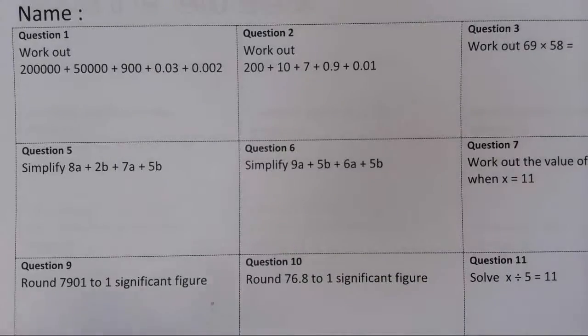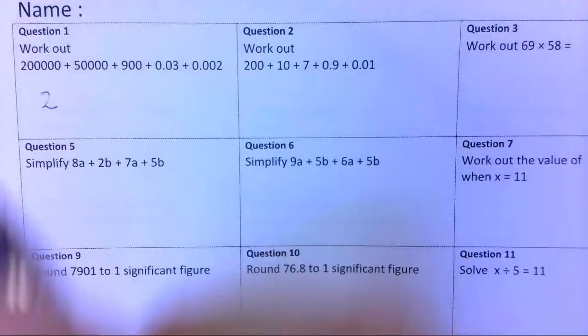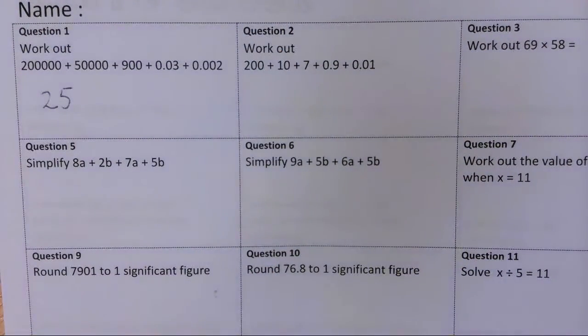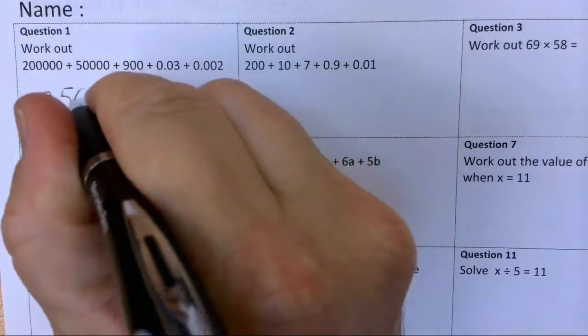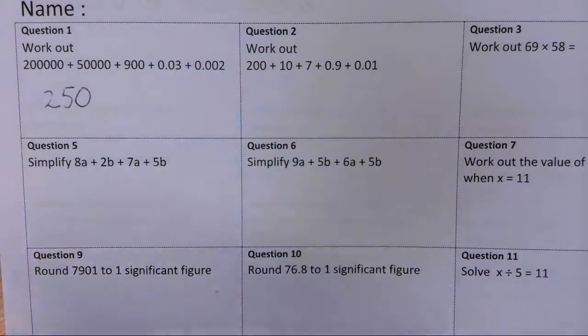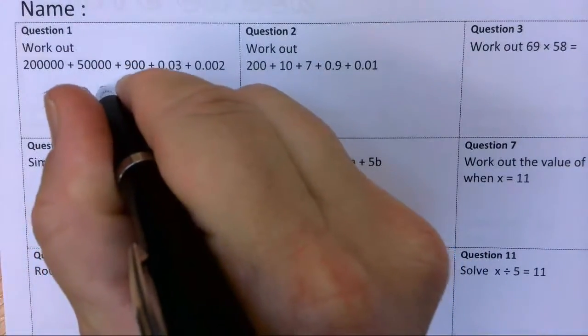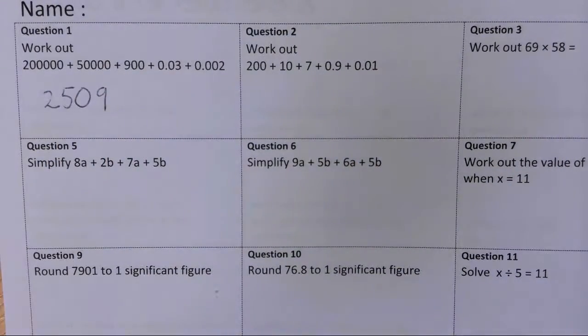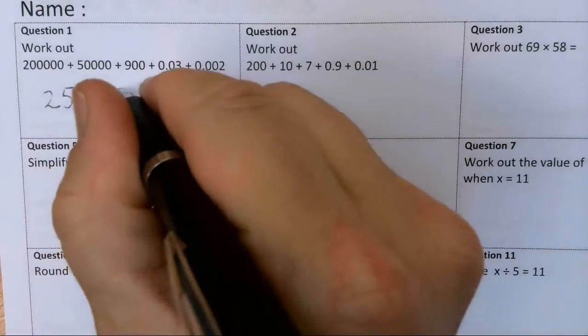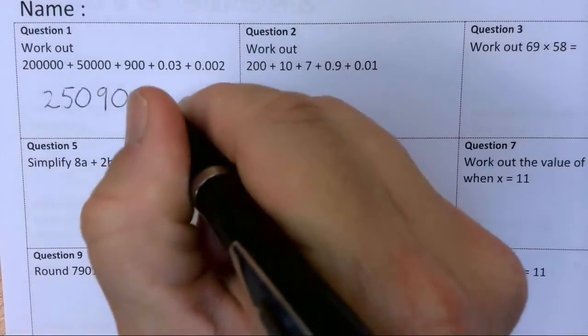Okay, I've got 200, question 1. I've got 200,000 and another 50,000, so that would be in the 10,000s column. Now there's nothing in the thousands column, so that would be a 0. Then in the hundreds column there is a 900, so there would be a 9 in there. There'd be nothing in the tens column, nothing in the units column.